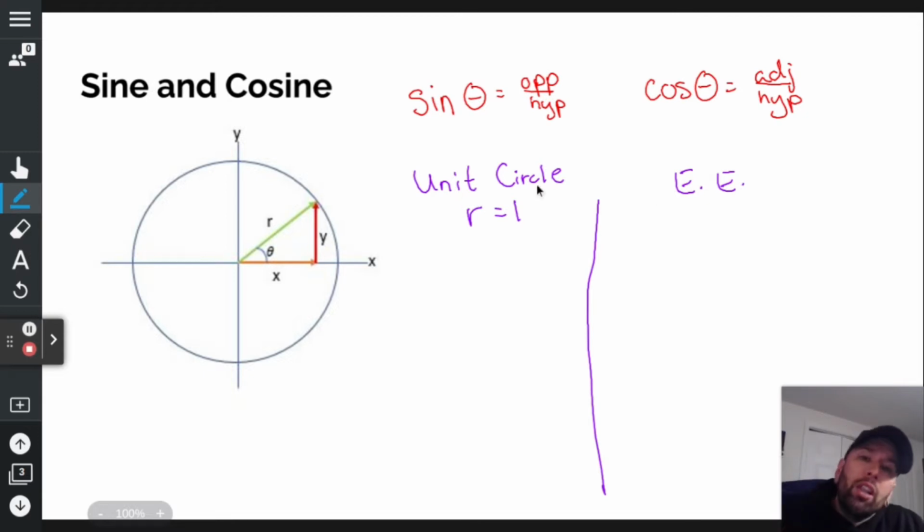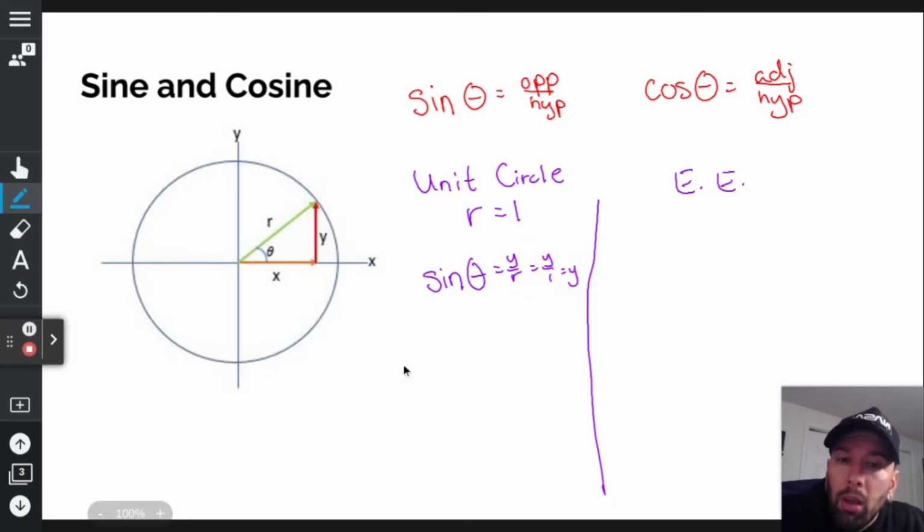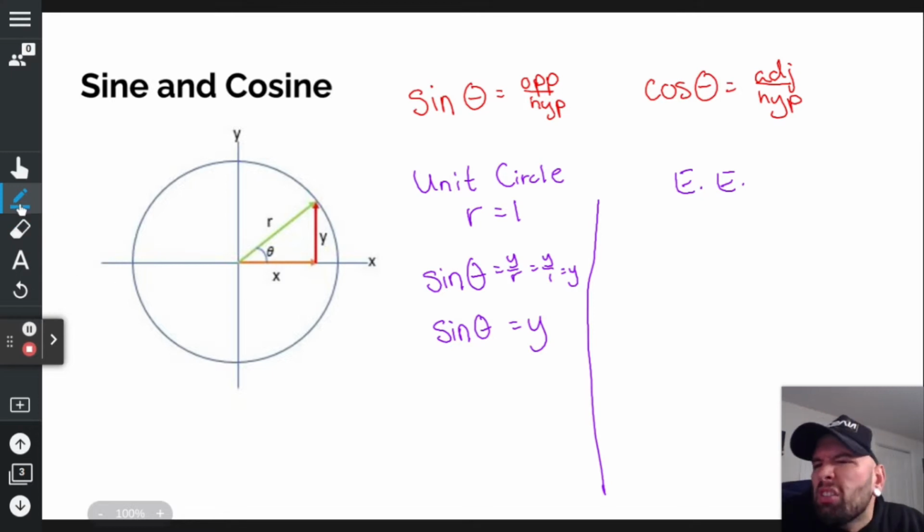Now, when you have the unit circle and r is equal to 1, sine of theta is going to equal y, its opposite side, over its hypotenuse r. So sine theta equals y over r, which is y over 1, which is y. So sine theta is just the y value. Oh, well, how nice. I wonder if cosine will give us something similar. I don't know. Let's get a different color and find out.